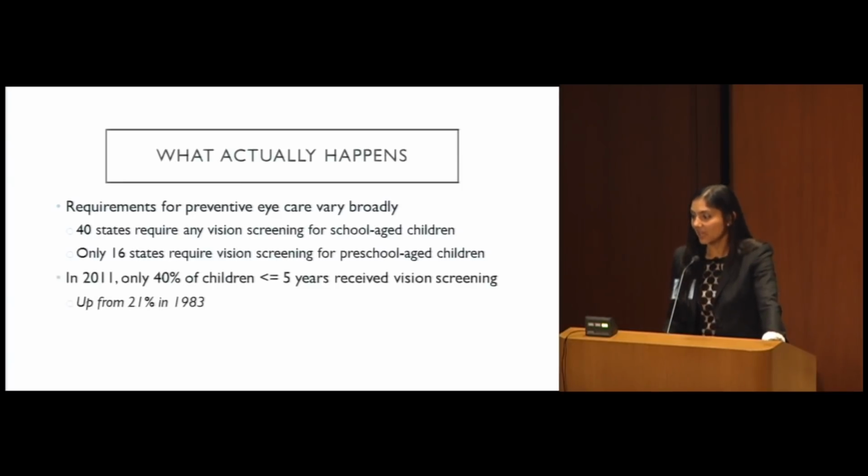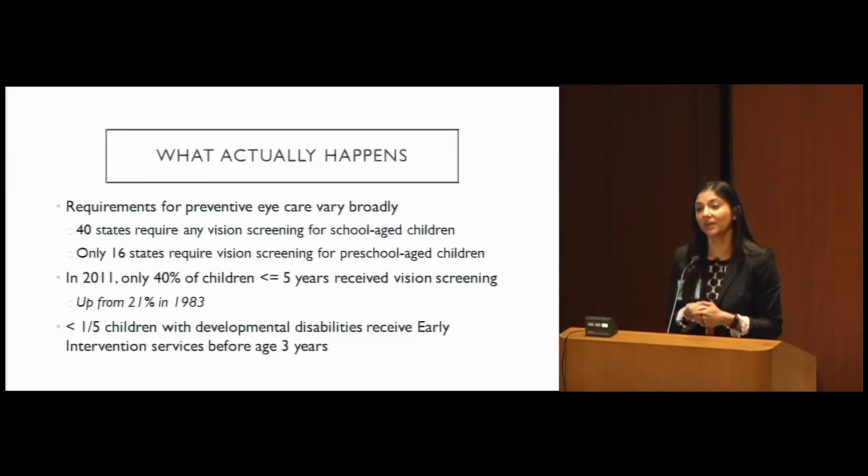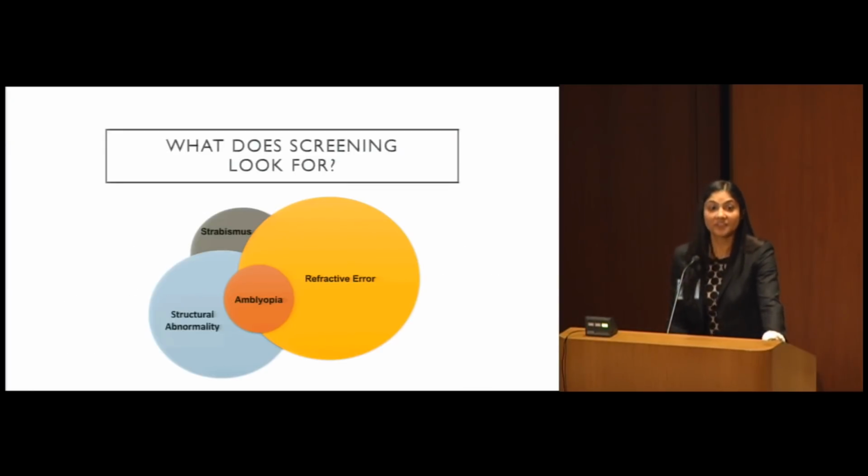That's a minority. And then in 2011, only 40% of children below the age of 5 actually underwent some form of vision screening. While this is up from the 21% in the 80s, we still have quite a way to go. And then only 1 in 5 children with some form of developmental disability that should qualify for early intervention programs are actually enrolled in these before the age of 3. So obviously there is a good need for a standardized protocol and more widespread and efficient approach for vision screening.